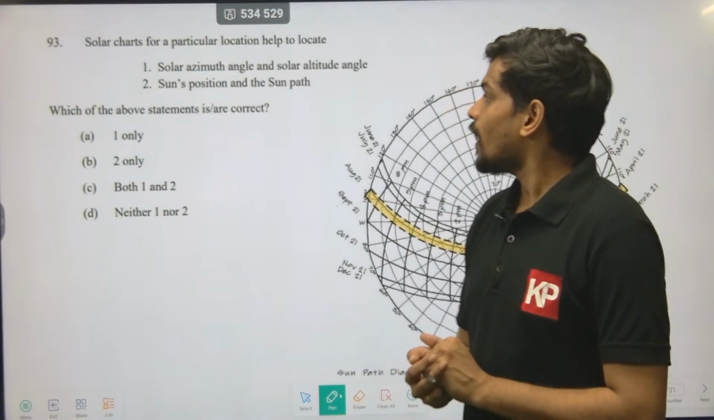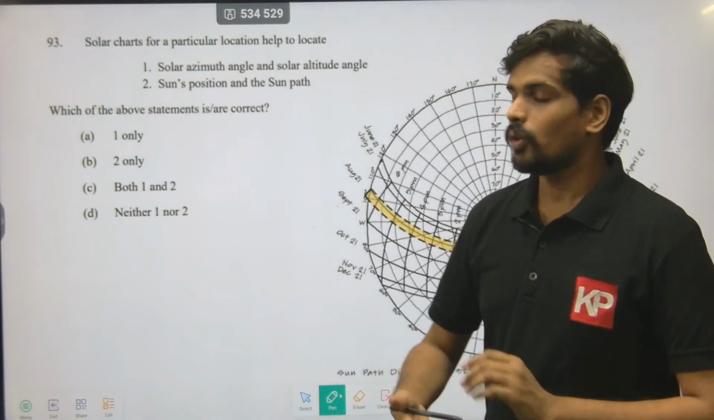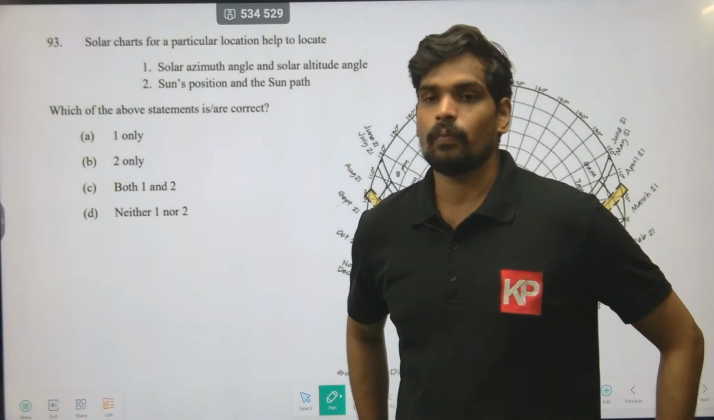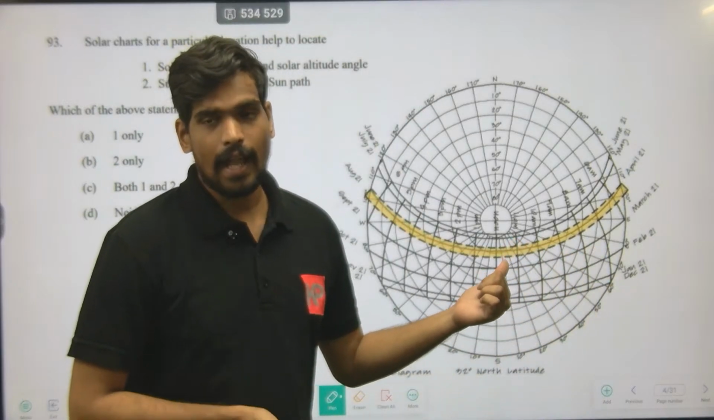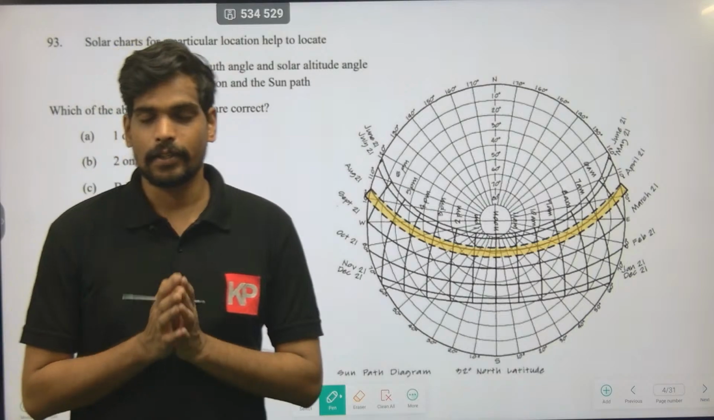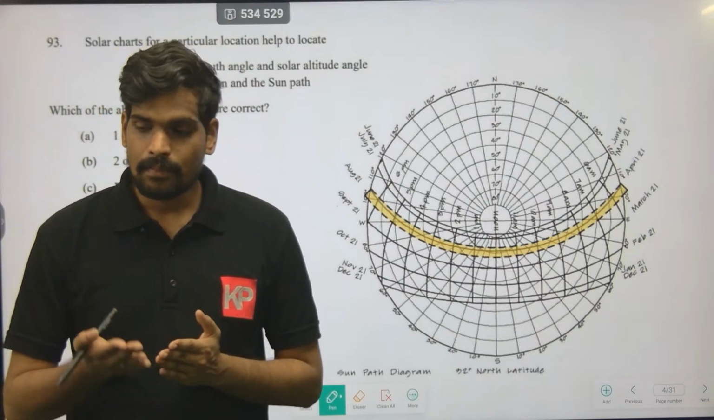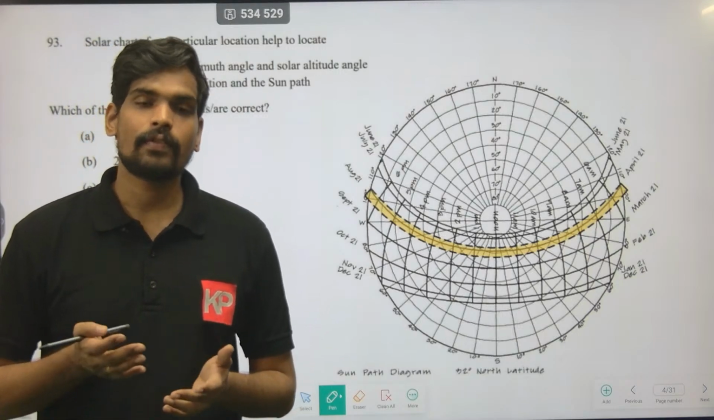Next one: solar charts for a particular location help to locate dash. So they're asking what is the use of a solar chart. I've also added a solar chart diagram over here. This is the solar chart diagram for 32° north latitude. Remember, you have different solar chart diagrams for different latitudes.